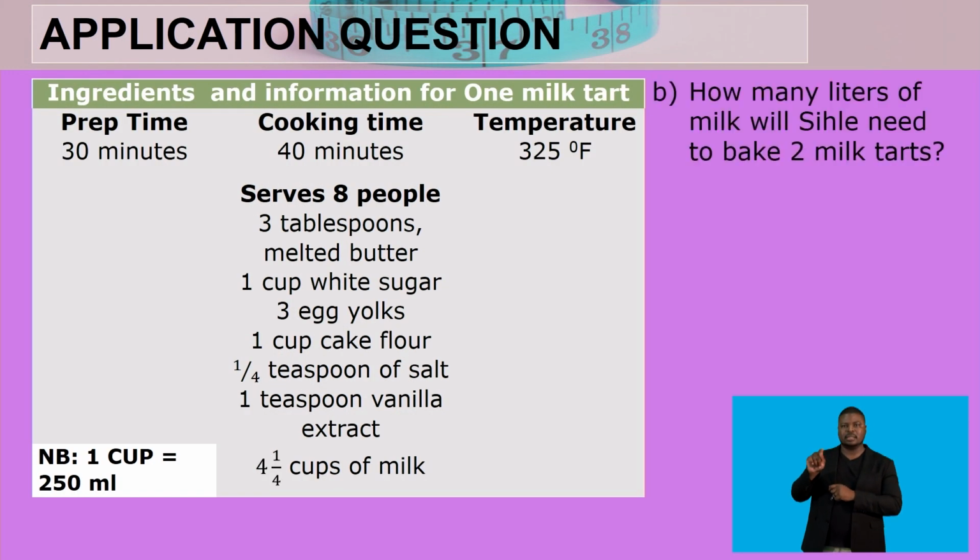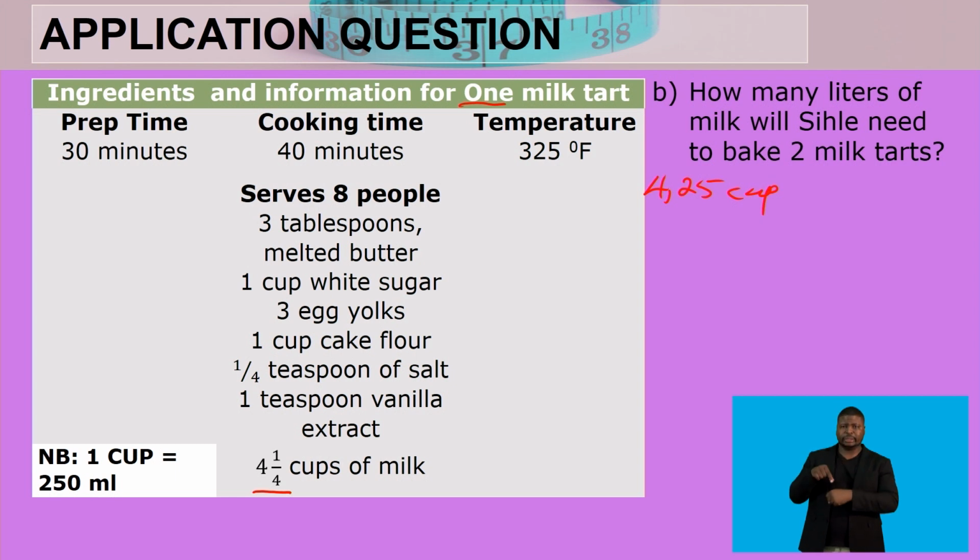The next question says, how many liters of milk will Sihle need to bake 2 milk tarts? This is just for 1 milk tart. And how many cups do we need? We need 4 1/4 cups. So let's just find the number of cups needed for this milk tart. We say it's 4 1/4. What is a quarter? You just say 1 divided by 4, and then equals, it gives you 0.25. So it means it's 4.25 cups that are used to bake this 1 milk tart.